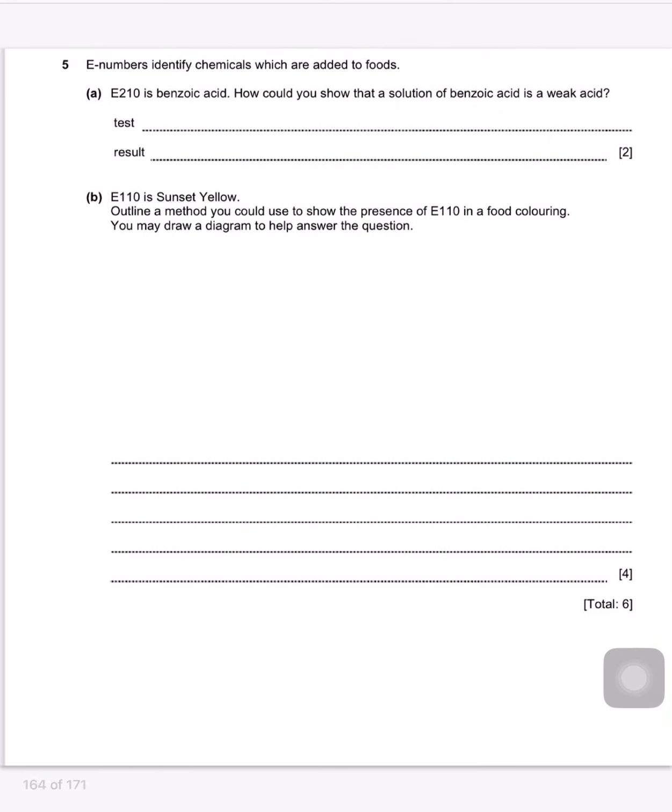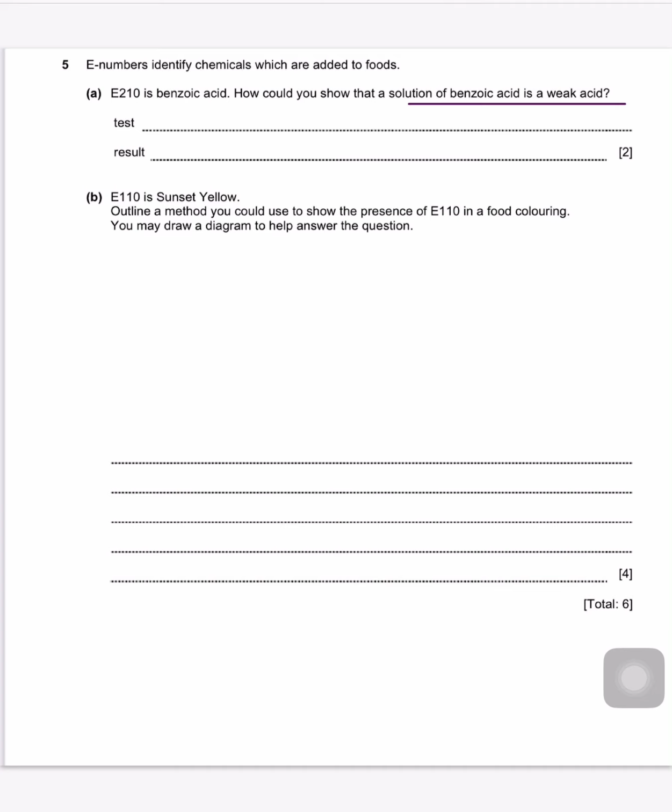All right, now I am discussing with you one more and the last question of the day. All right, so here they are saying E numbers identify chemicals which are added to food. E210 is benzoic acid. How could you show that a solution of benzoic acid is a weak acid? Guys, I will teach you the chapter of acids, bases, and salts, inshallah. At that time, I will discuss with you what is a weak acid.